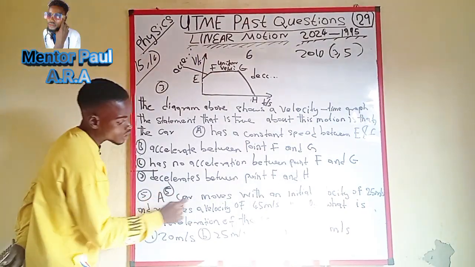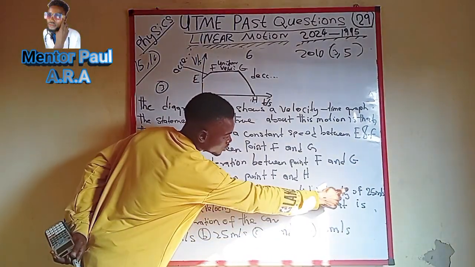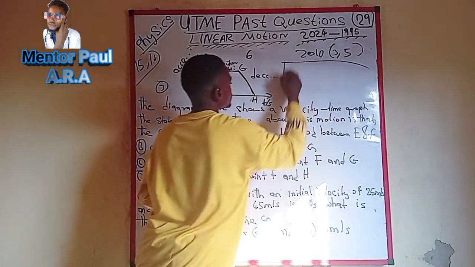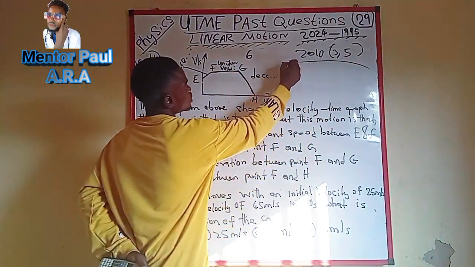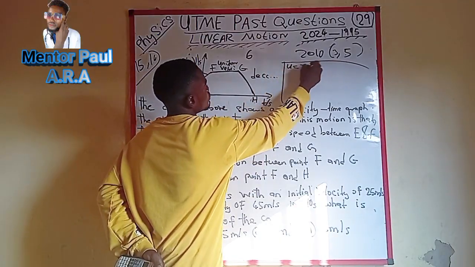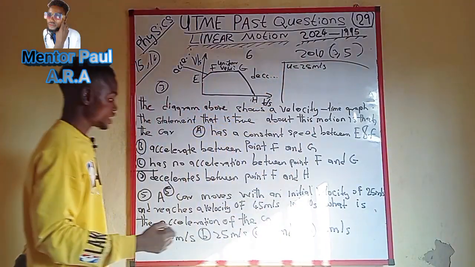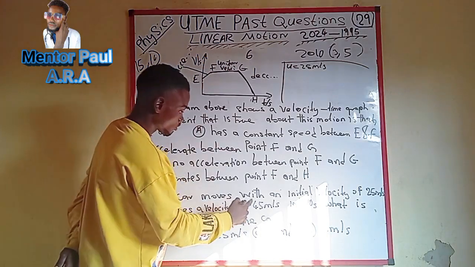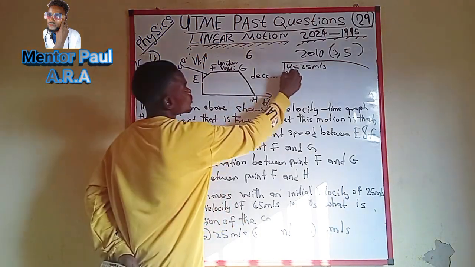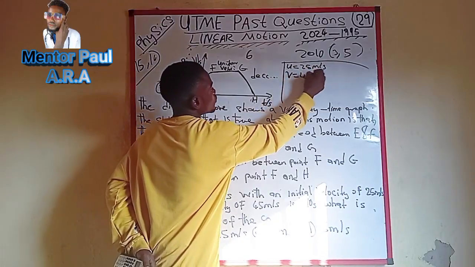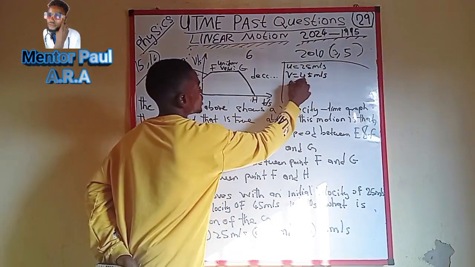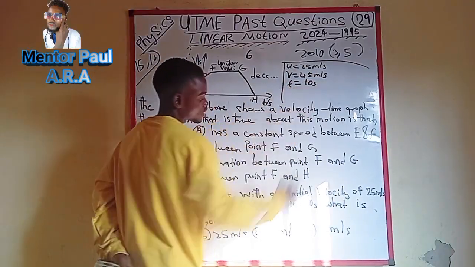Now moving over to this part of the question, which I said that there were two questions. Here it says a car moves with an initial velocity of 25 meters per second, u equals 25 meters per second, and reaches a velocity of 45 meters per second, that is the final velocity, in 10 seconds, given time that it happens in 10 seconds.